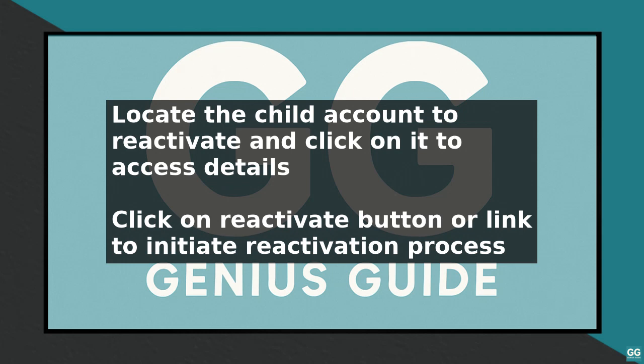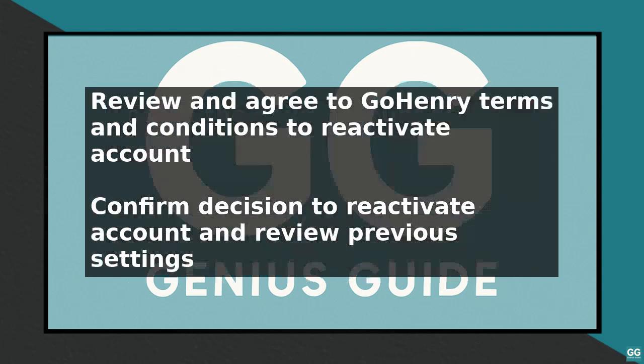After confirming, the child account will be reactivated, and the child will once again be able to use their GoHenry account to make purchases, receive money, and track their spending. It is essential to note that reactivating a child account will restore all previous settings and preferences, so ensure you review and update these as necessary to reflect any changes.